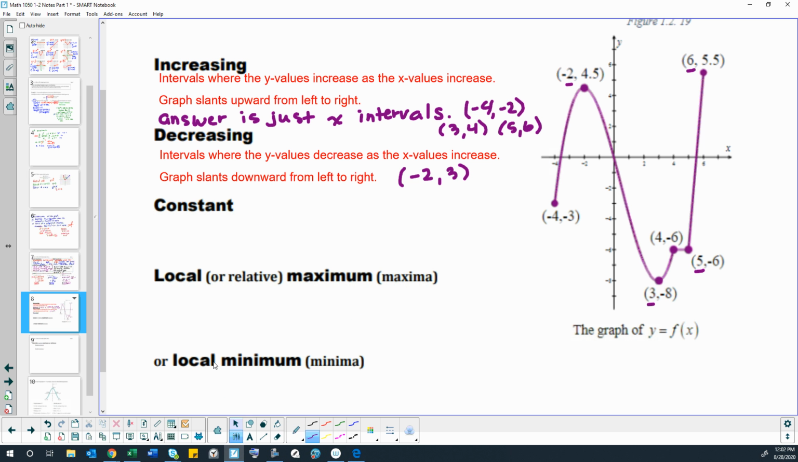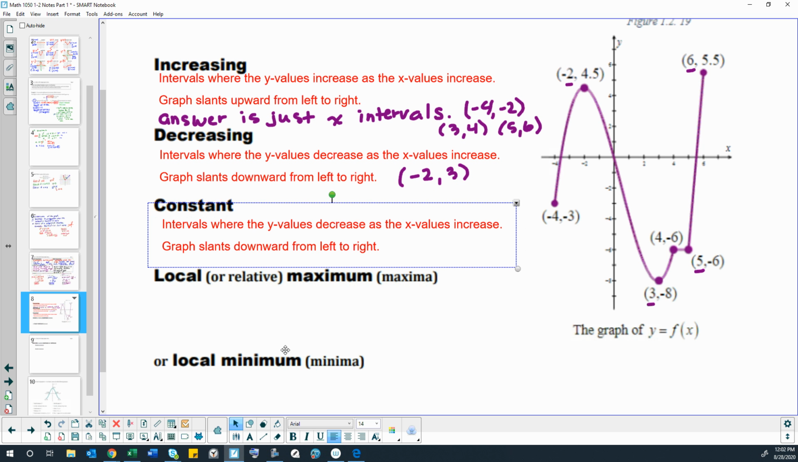Okay, what do you think constant means? It's going to be a flat horizontal line. The y value is going to stay the same. So I copied my text there again. Interval where the y values are constant as the x values increase. So the graph is going to be horizontal.